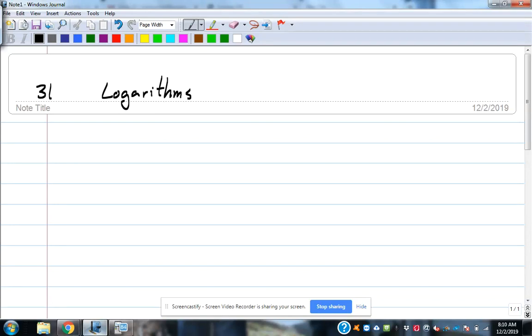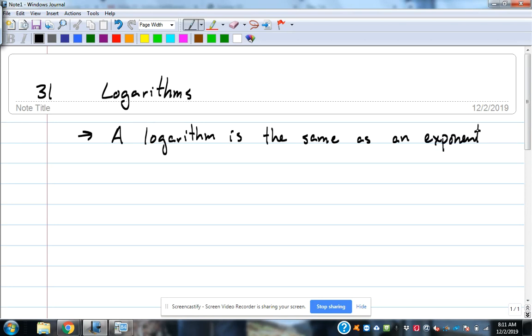All right, so logarithms. The first thing that I want you to remember is a logarithm is the same as an exponent. Okay, a logarithm is the same as an exponent, so they are very similar in the properties that they have. When we talk about properties of logarithms, exponents are going to be referred to here.